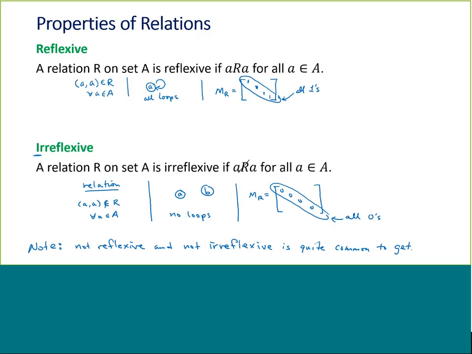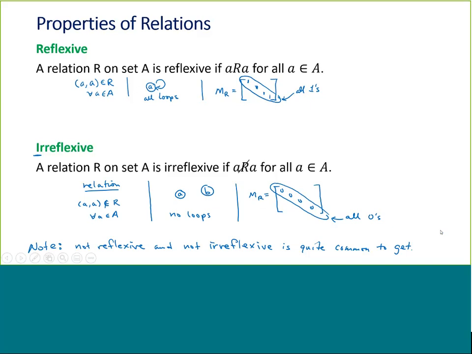With respect to the digraph representation, on each of your vertices, there's no loop. In other words, no loop in the entire picture. And in the matrix representation, there are zeros along the entire diagonal. The diagonal of your matrix from top to bottom represents those ordered pairs of A, comma A, the zeros representing that they're not there. Okay? So that was reflexive and irreflexive.